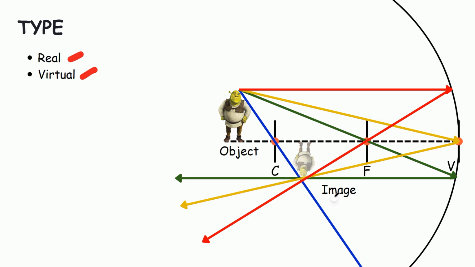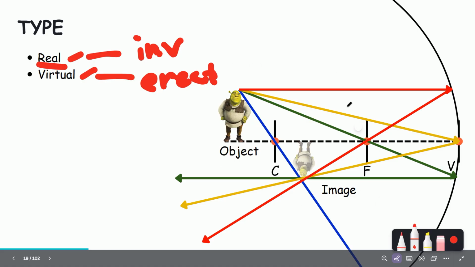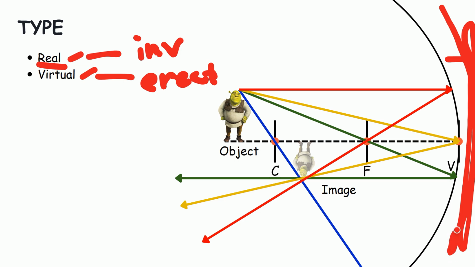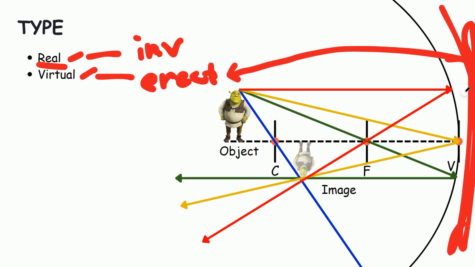So since the image of our Shrek here is inverted. So ang inverted is always paired with real, and virtual is always paired with erect. So since si Shrek nga ri, inverted, he is real. And also, makaingon sad ta ni real if naa siya anhi mismo. If behind na siya sa mirror, that is where we will consider it to be virtual. And if virtual na siya, automatically erect rasad na siya.